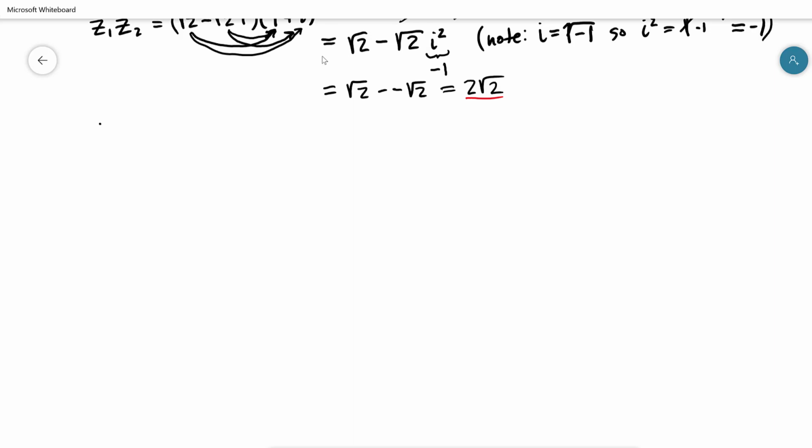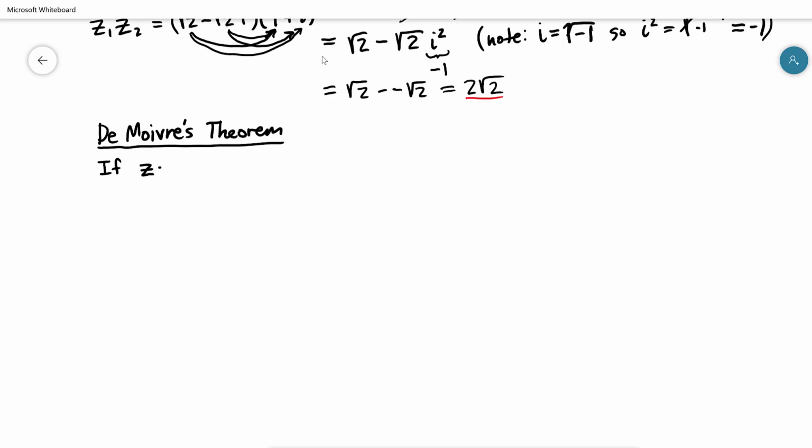And all of this requires us to look at something called de Moivre's theorem. So de Moivre's theorem says basically the following.